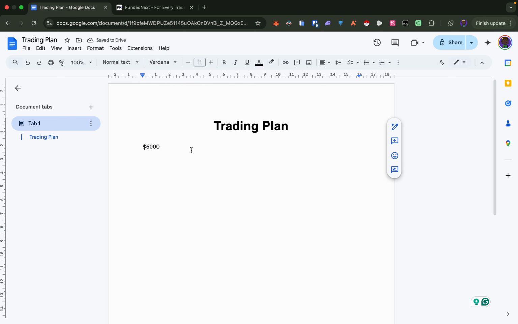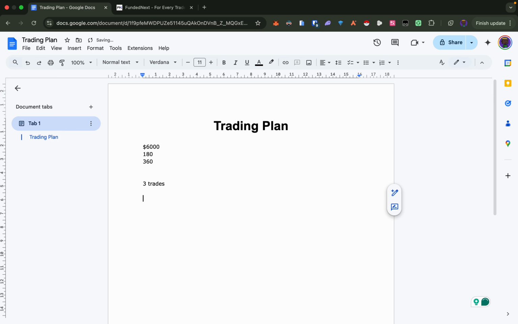So I have $6,000, and every day I can only risk $180, and in total I can only lose $360. So I must not lose more than 180 per day and not more than 360 in total. So here's the trading plan. I want to do only 3 trades per day.